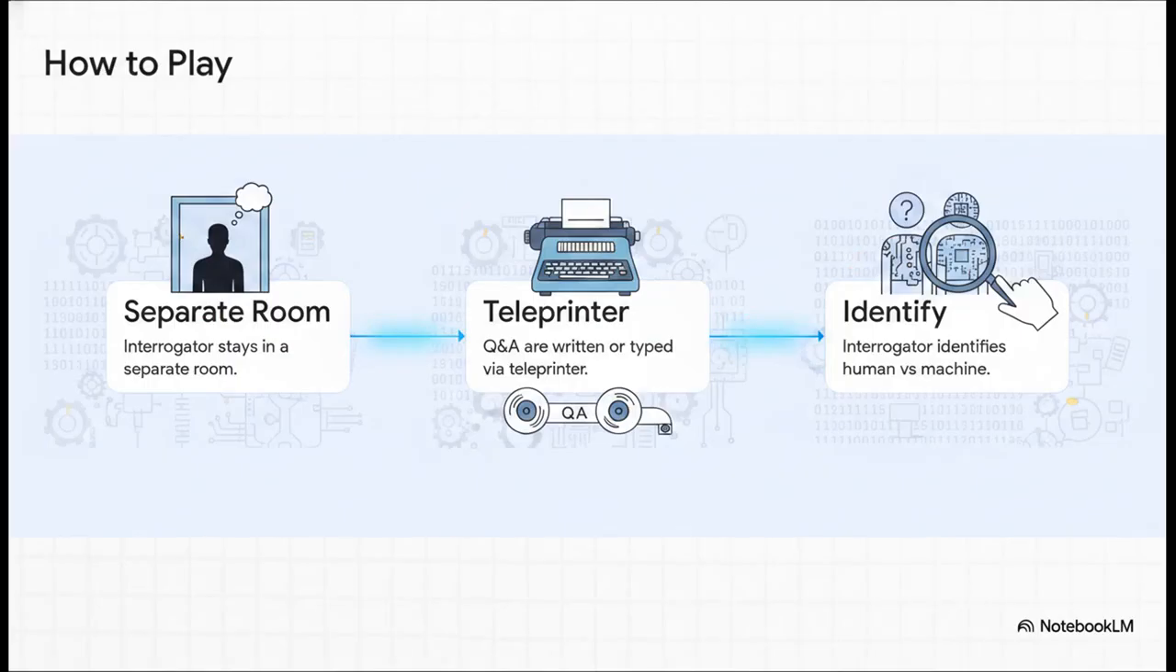Now, the crucial point is how the game is actually played to ensure total fairness. The interrogator stays in a completely separate room to prevent physical clues, like the tone of a voice or a slight hesitation, from ruining the test. All questions and answers are transmitted via a teleprinter. Think of it as an early, primitive form of text messaging. The interrogator asks questions and then has to identify the human and the machine. And remember, the machine's objective here isn't just to be smart. Its specific goal in the game is to actively cause the interrogator to make the wrong identification. It has to successfully imitate a human.